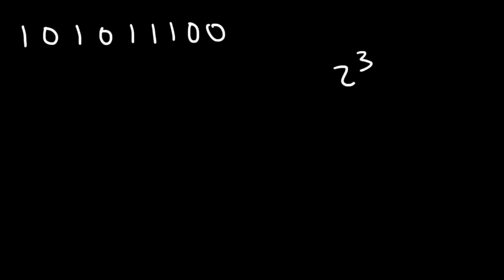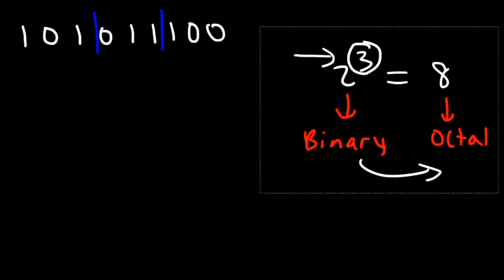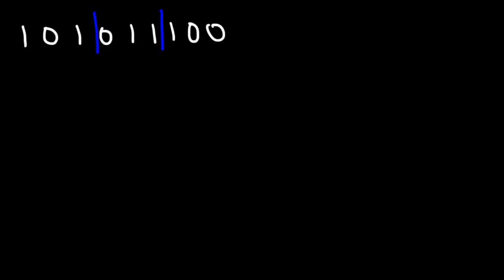Now, once you have this binary number, you can easily convert it into an octal number or into a hexadecimal number. And the way you do this is you group it. 2 to the third power is 8. And so if you want to go from the binary system, that is a base 2 system, into an octal system, that is a base 8 system, you need to group the binary numbers in groups of, guess what, 3, the exponent that you see here. And so let's separate it into groups of 3. Now the first group is 101. The second group is 011. And the third group is 100.